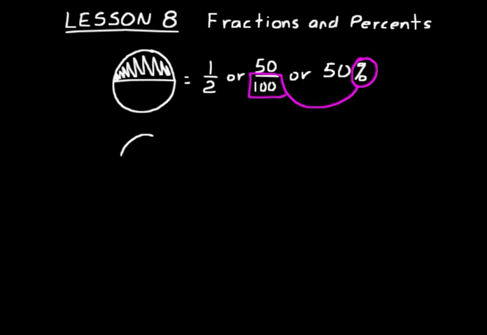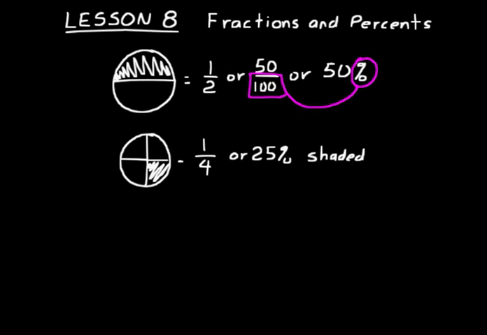Let's think of another one here. Let's split this into 4 sections and let's shade in one of those. Now we have shaded in 1/4 of the circle, or 25 over 100, 25% of the circle is shaded in. If 1/4 is shaded, that means 3/4 or 75% is not shaded. See, it has to total up the whole circle.